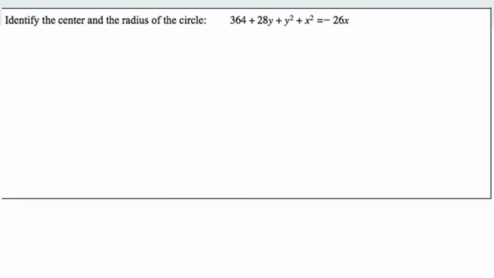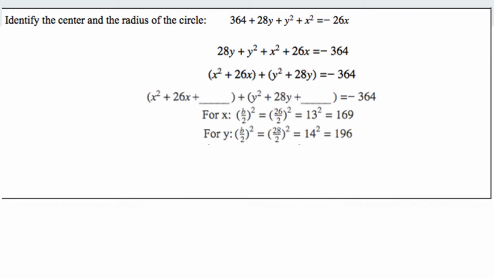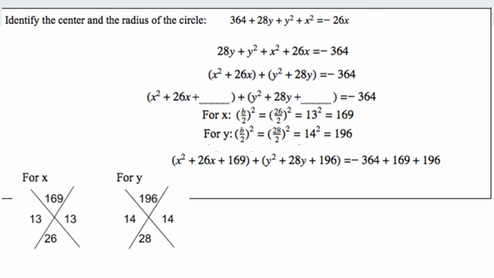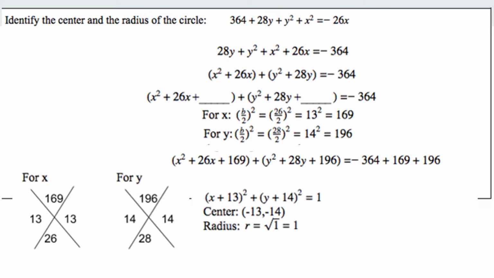Let's try another one. This one, I need to move that -26x over to the rest of them, but I do need to move that 364 over so that it's on its own. I'm then going to group my terms together, solve for my missing c values, add them on both sides, factor, and then combine it all into an equation of a circle where I can identify my center and my radius.